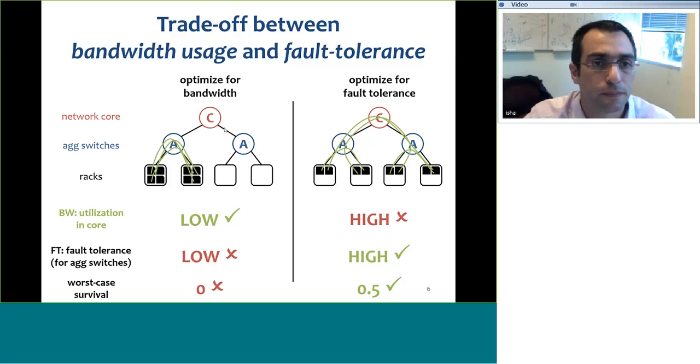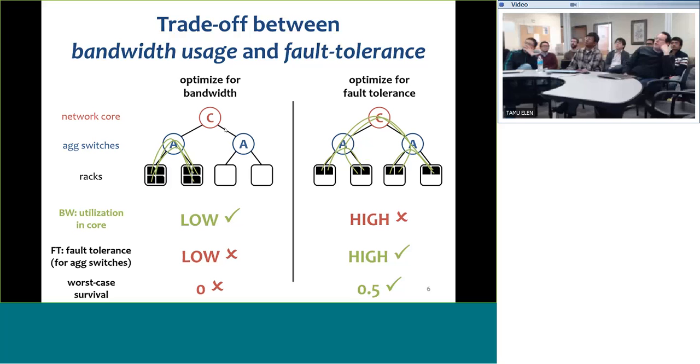Yes? Question. It's not clear to me why the bandwidth would be higher. I can see that it's the same total load, right? If you're talking about bandwidth in terms of bandwidth times distance, then I'll buy it, but in terms of total packets, it should be about the same. Right. I'm not saying otherwise.